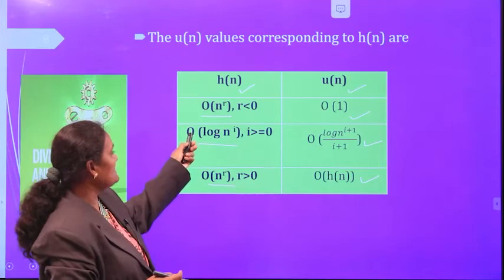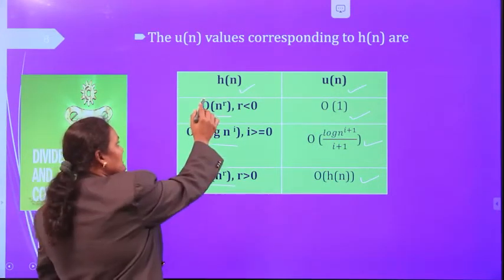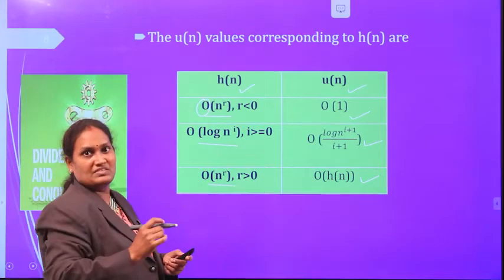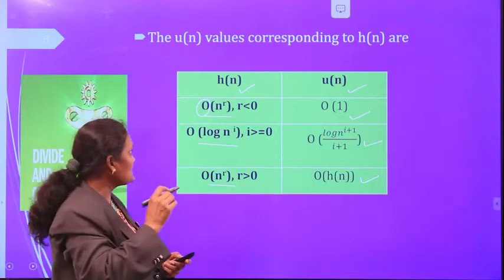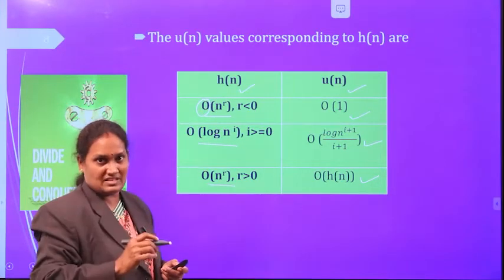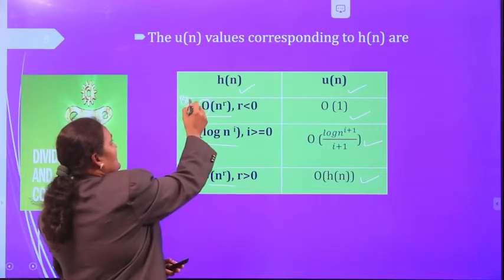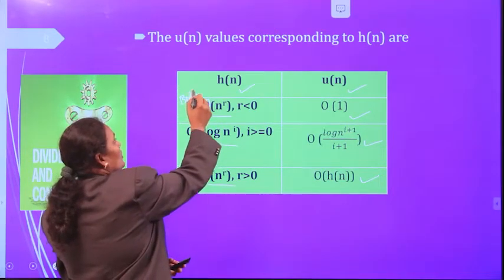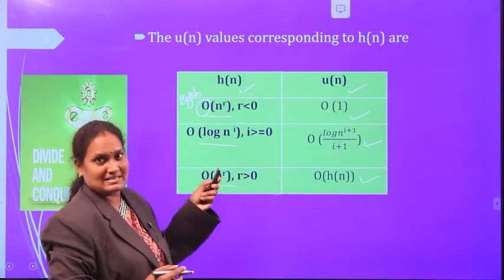If h of n is big O of n power r, here we have to read this as big O, which is a notation used to represent time complexity. We will discuss that notation in our further sessions. But here you have to remember this. This can be read as big O of n power r less than 0.